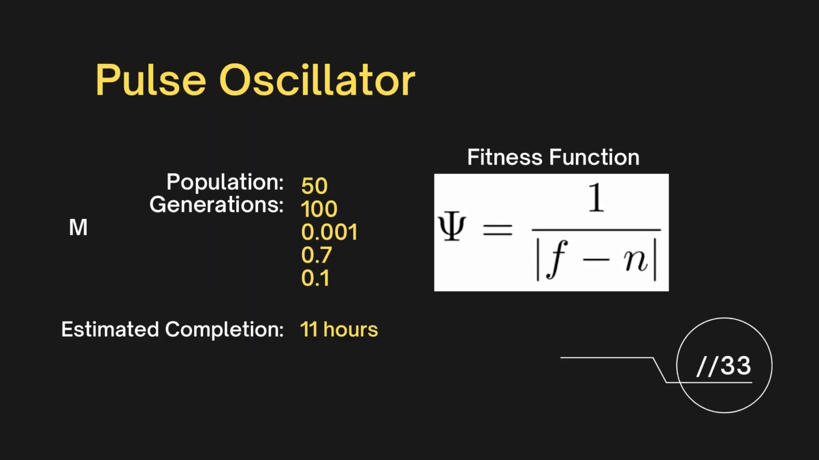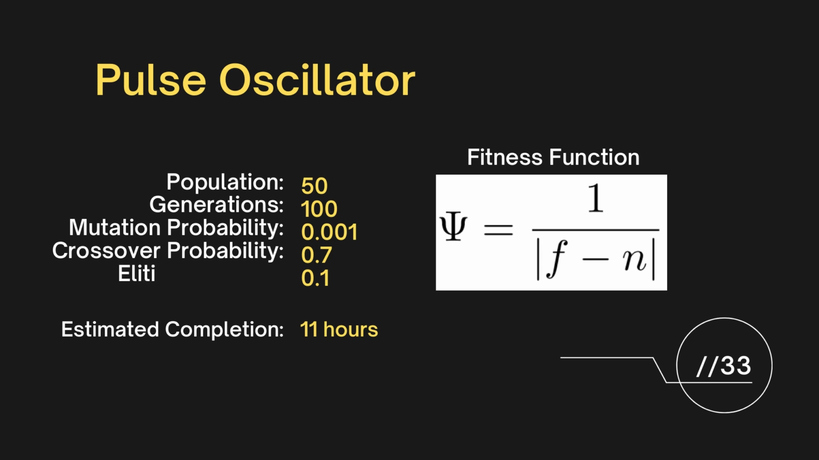Similar to the previous experiment, we generate a population of 50 candidate circuits, evolve them for 100 generations via tournament selection with a mutation probability of 0.001, crossover of 0.7, and an elitism fraction of 0.1. This fitness function, copied from Thomson's work, is much simpler than the previous experiment in that it takes the inverse of the absolute difference of the target frequency and measured frequency.